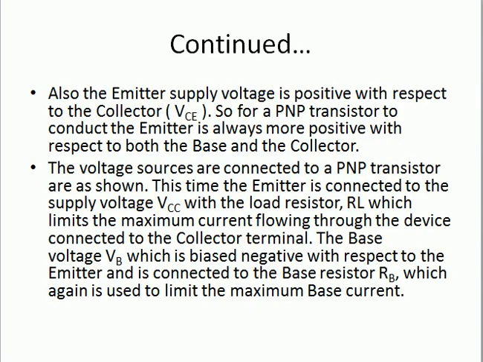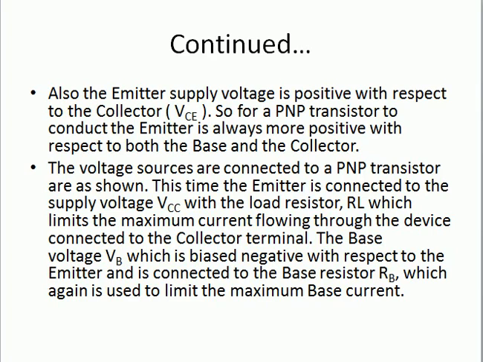That's why we say that at the base terminal this VB is negative in this case. Now all these things are the same as what you have studied in the NPN transistor, so I am simply reading this out. Also, the emitter supply voltage is positive with respect to the collector VC. So for a PNP transistor to conduct, the emitter is always more positive with respect to both the base and the collector. The voltage sources are connected to a PNP transistor as shown. This time the emitter is connected to the supply voltage VCC with the load resistor RL, which limits the maximum current flowing through the device connected to the collector terminal.